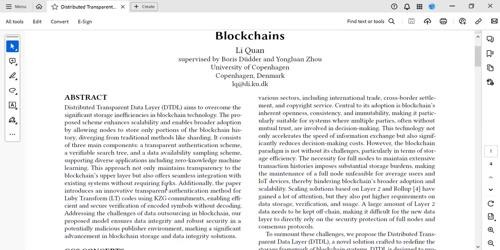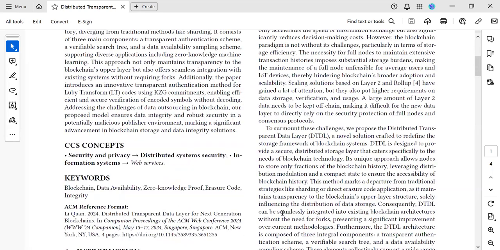Such blockchains have a huge challenge for data storage, even with layer 2 and roll-up solutions now. Ensuring all the data are available is very important, and not only that, in the future, how to use this data, how to search it and verify it are also very important to extend other use cases and scenarios. So we propose the distributed transparent data layer.